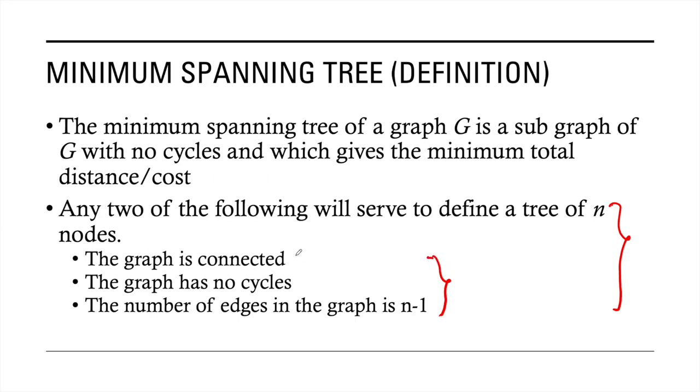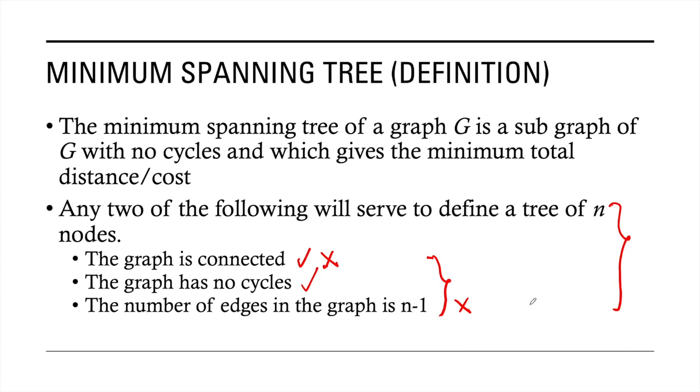So what do I mean by this? For example, if your graph is connected and the graph has no cycles, then obviously the number of edges in the graph is also n minus 1. Okay? Next, if your graph is connected and the number of edges is n minus 1, then surely you won't have any cycles.